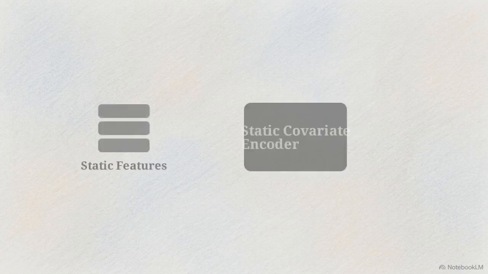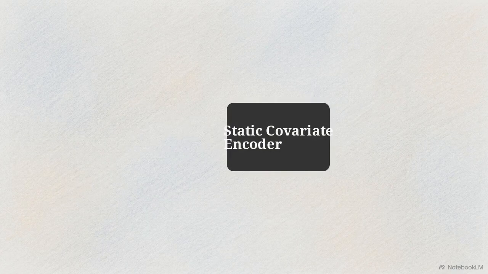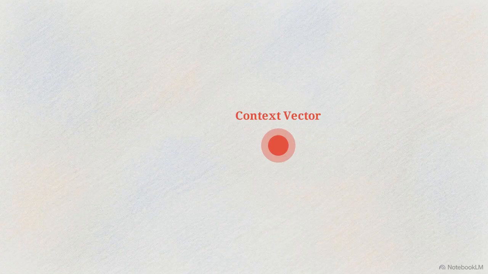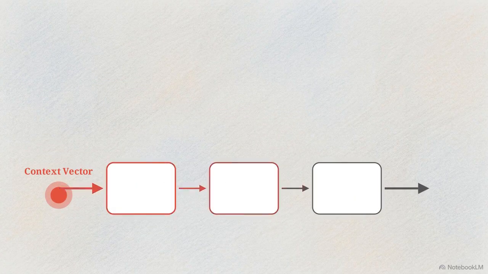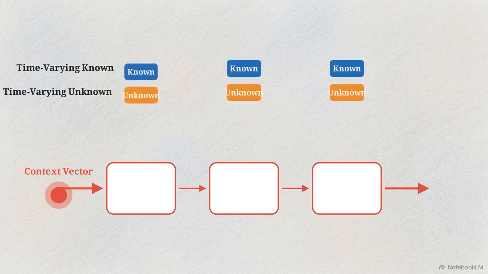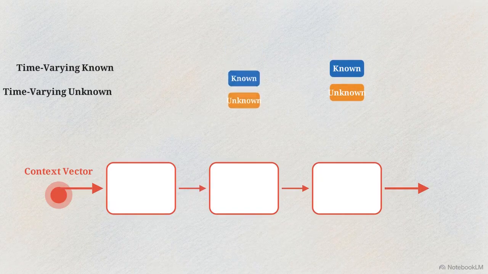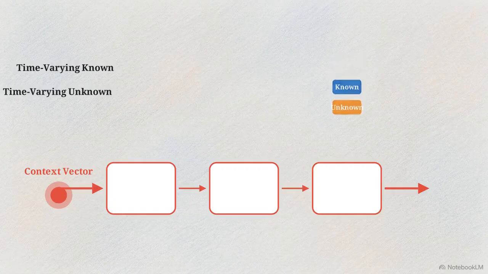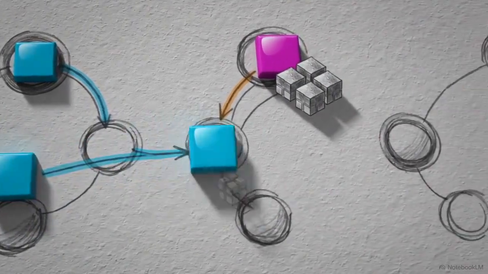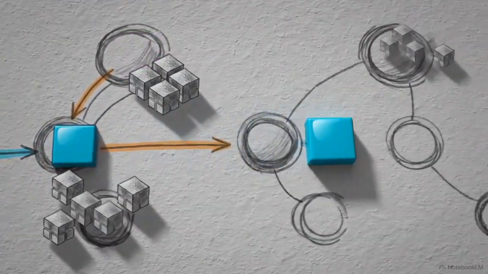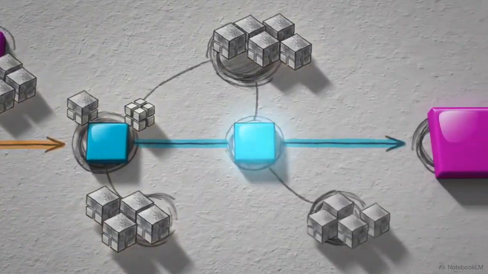The static tensor block routes into a static covariate encoder, instantly transforming into a highly dense context vector. This vector drops down to initialize the starting hidden state of an LSTM block. Only then do the dynamic data streams enter, processing sequentially step by step. The LSTM layers extract highly localized sequential patterns, passing relevant temporal information from one step to the next.